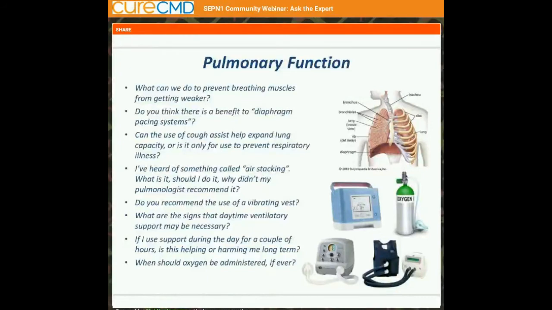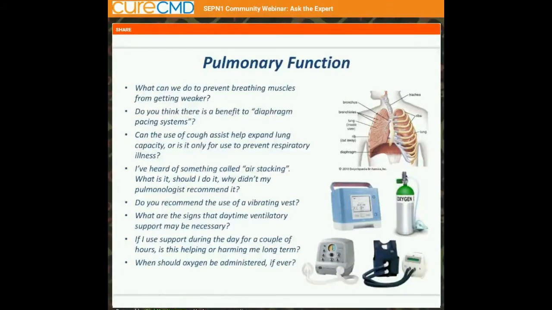Hank Meyer, I'm a pediatric pulmonologist with an interest in neuromuscular disease, and I've had the pleasure of working with patients with SEPN1 and some other congenital muscular dystrophies. So the first question is, what can we do to prevent breathing muscles from getting weaker? I think that's a very good question.